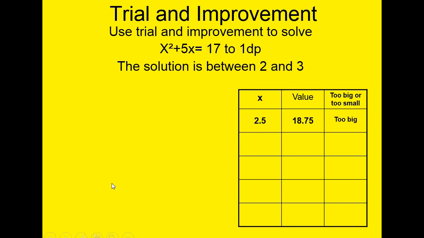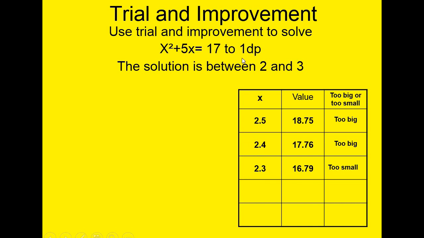So then you try something a bit smaller. You could have tried 2.3 or 2.2. We've gone for 2.4 there, so you'll be doing 2.4 squared, add 5 2.4s, and that is also slightly too big. So then you try 2.3, 2.3 squared, add 5 2.3s. It's now slightly too small. So now we know our solution is between 2.3 and 2.4.